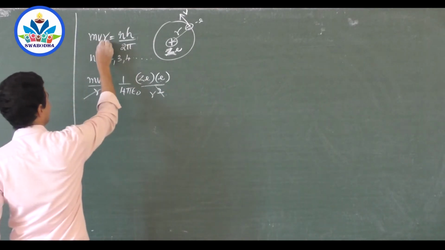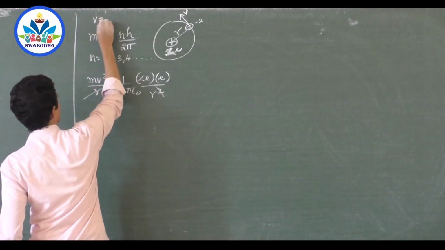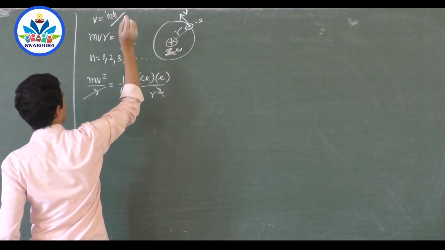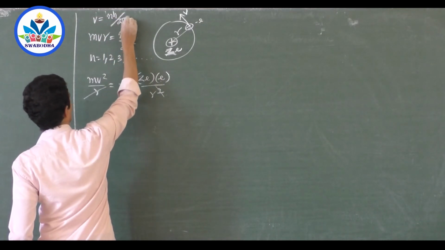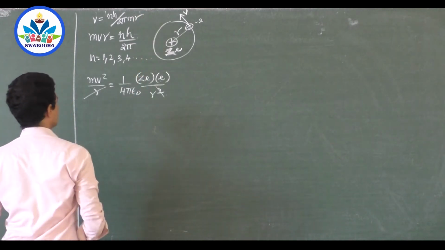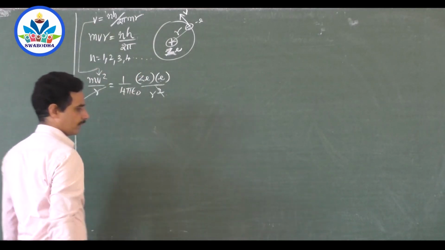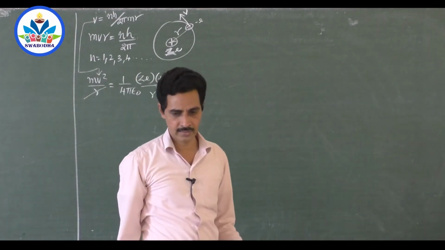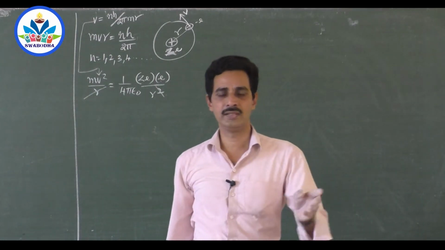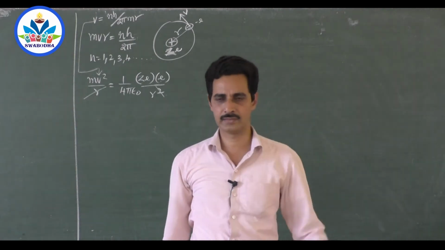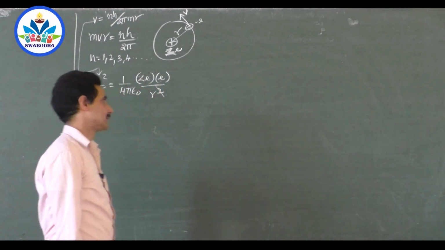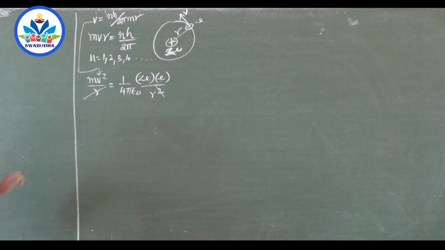And here you can get ready with v. What is v? v is equal to nh by 2 pi mr. And you can substitute this here. You know the procedure, right? So from the beginning we are doing radius, velocity and energy. Then we will have to move on to the next part. Okay. What else then? Yeah, mv squared by r is equal to so much.